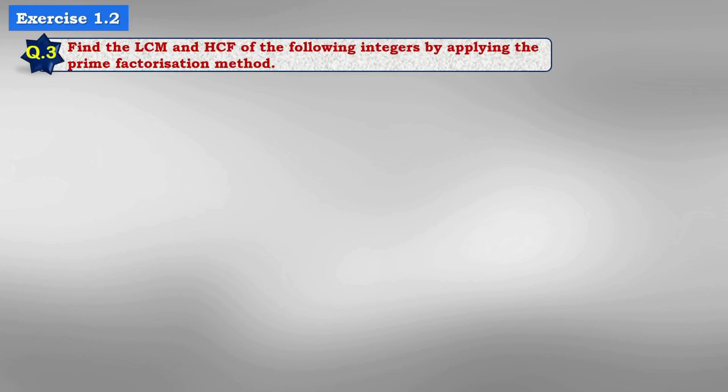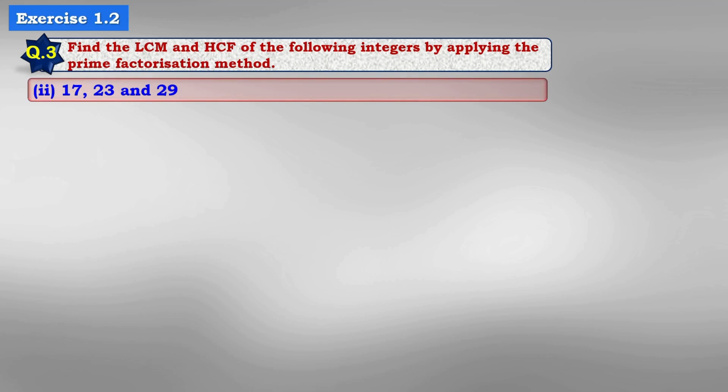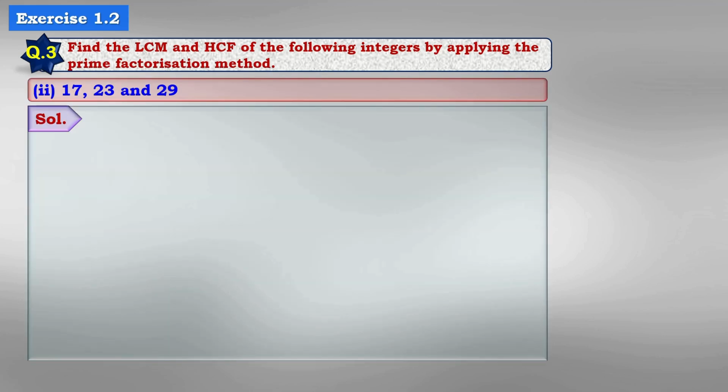Now let's see what the next question states. Find the LCM and HCF of the following integers by applying the prime factorization method. Okay, so this is very easy. We have to do the prime factorization of these three numbers. So 17, 23 and 29. If you take a look, these are all prime numbers. So 17 means 17 into 1, 23 is 23 into 1, and 29 is 29 into 1.